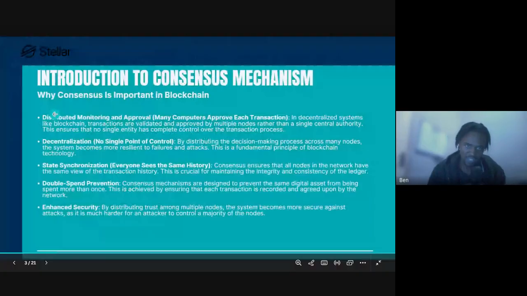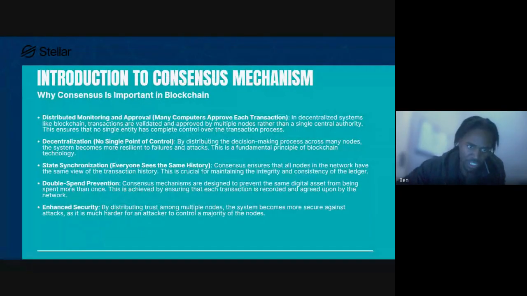So why is consensus important in blockchain? Distributed validation and approval: many computers approve each transaction. In decentralized systems like blockchain, transactions are validated and approved by multiple nodes rather than a single central authority. This ensures that no single entity has complete control of the transaction process. So multiple computers on the network have to approve the transaction.